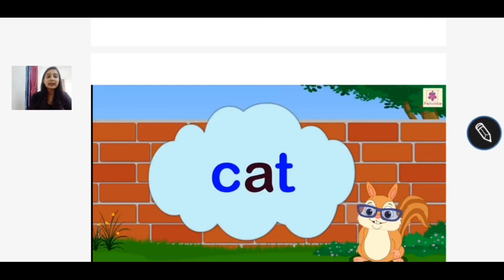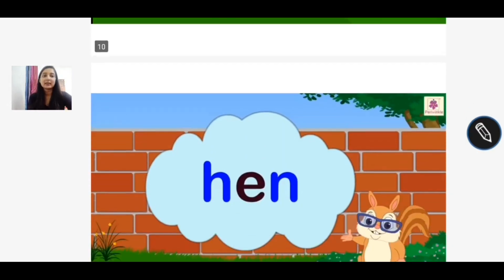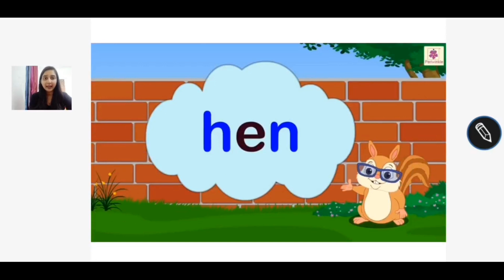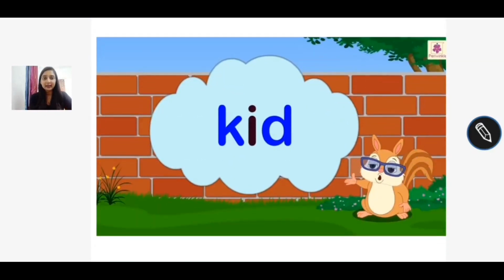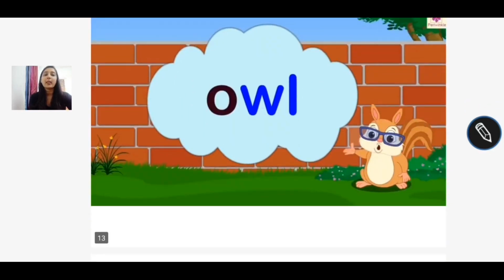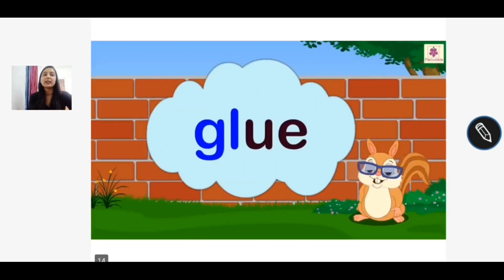So in the word cat, C and T are consonants. In the word hen, H and N are consonants. In the word kid, K and D are consonants. In the word owl, W and L are consonants. In the word glue, G and L are consonants.